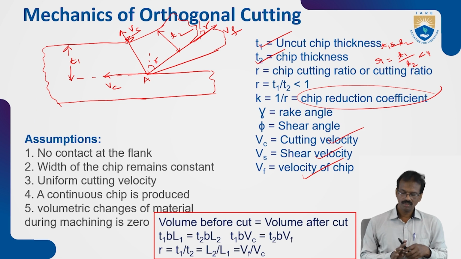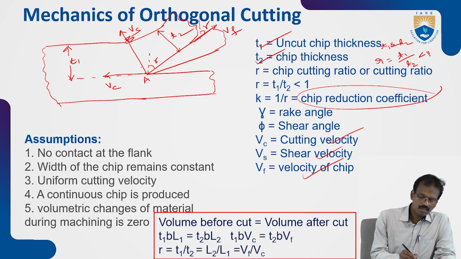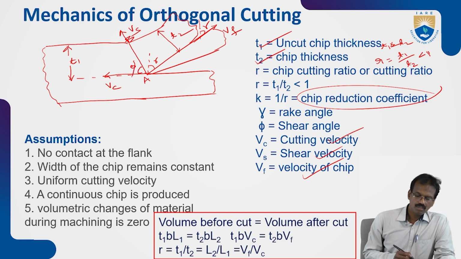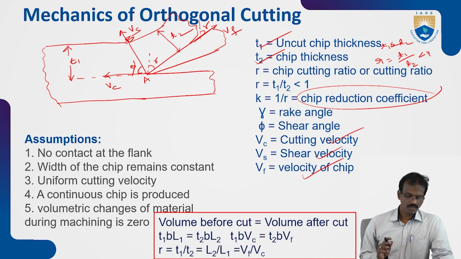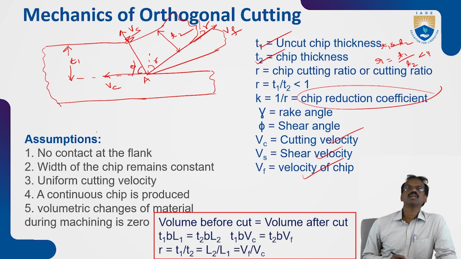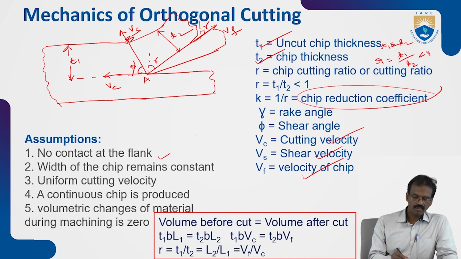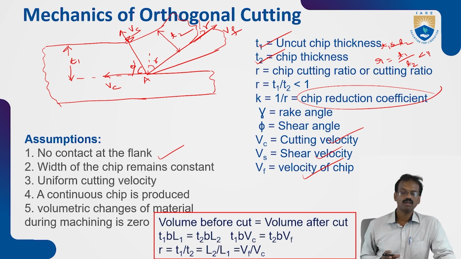There are some angles. This is the shear angle, and this one is the rake angle. These are the different components. Assumptions for orthogonal cutting with a single point cutting tool: no contact at the flank. Here there is no contact because if there is any contact, rubbing occurs between the workpiece and the tool bit.